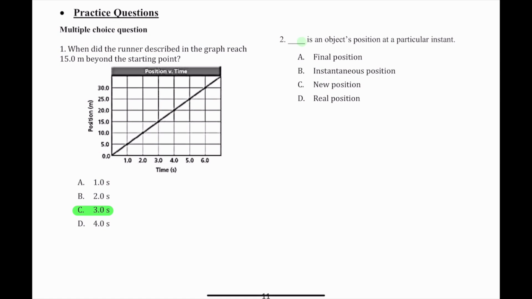2. An object's position at a particular time is the instantaneous position.